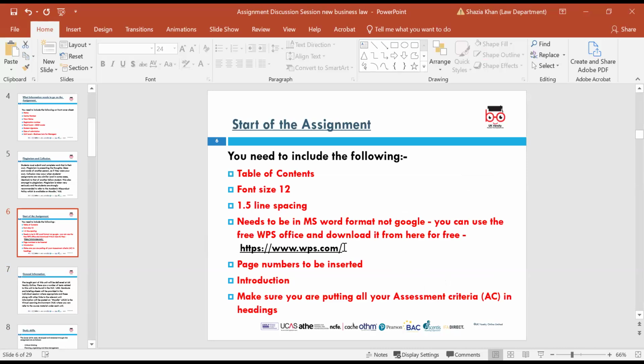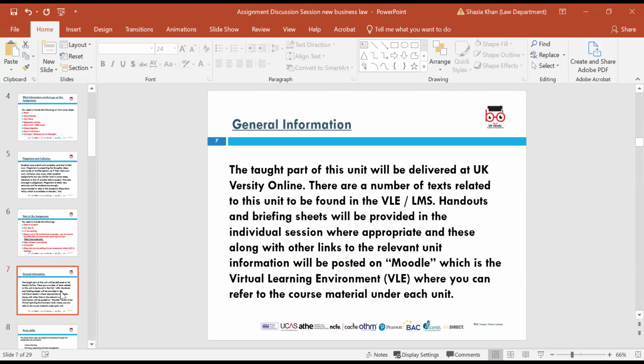Page numbers need to be inserted, as the contents page needs to correlate with the pages. You need to have an introduction at the start, and make sure you are putting all your assessment criteria in headings. Make sure when we go through it, I will show you that in more detail.